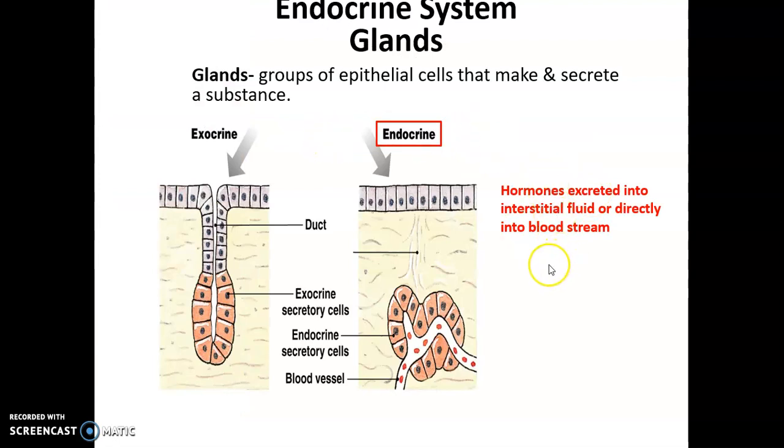So glands. Many of the structures in the endocrine system are glands, which are made up of epithelial tissue, and they secrete a substance. Exocrine glands have a duct to a surface, and they secrete materials that go into that surface, such as sweat from sweat glands, saliva from salivary glands, and so on. Endocrine glands, on the other hand, do not have a duct, and they produce hormones, and they excrete those hormones either into the interstitial fluid surrounding the gland or directly into the bloodstream.